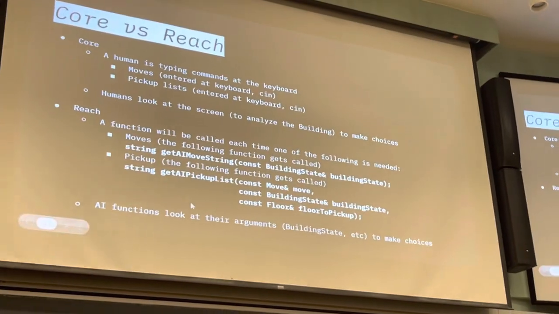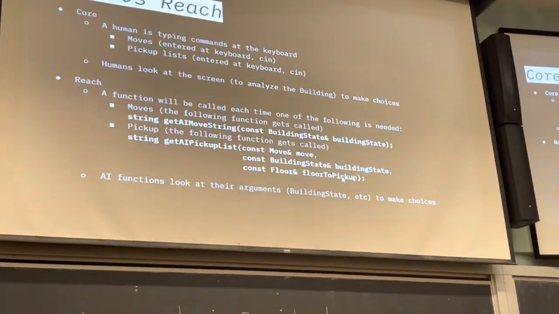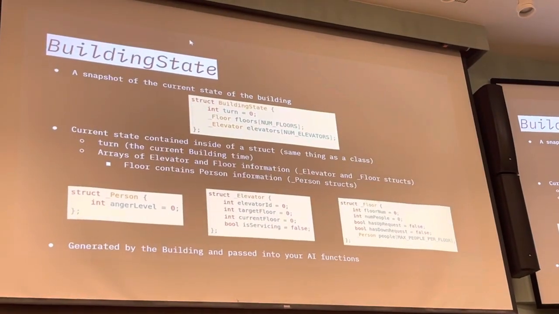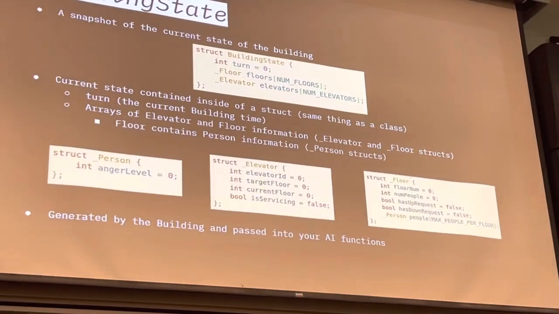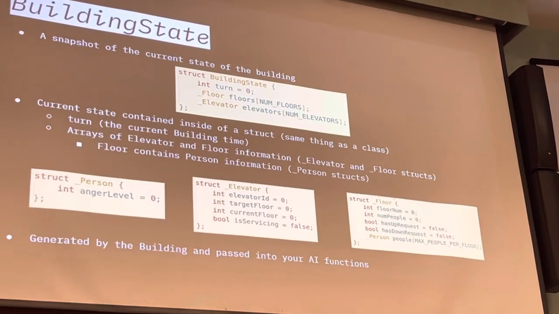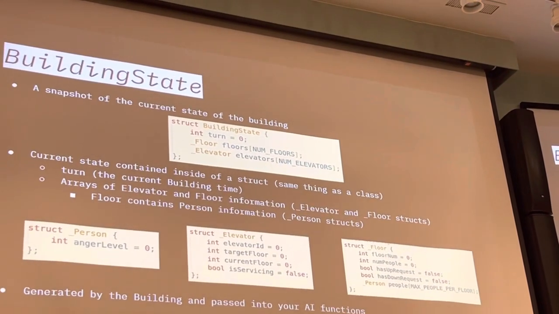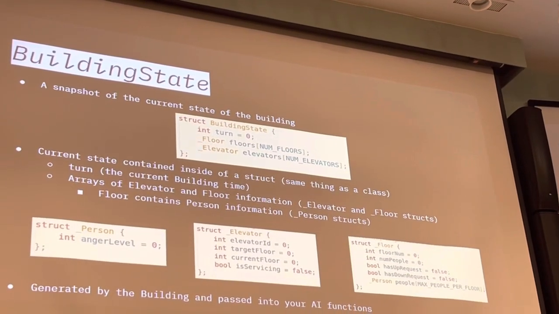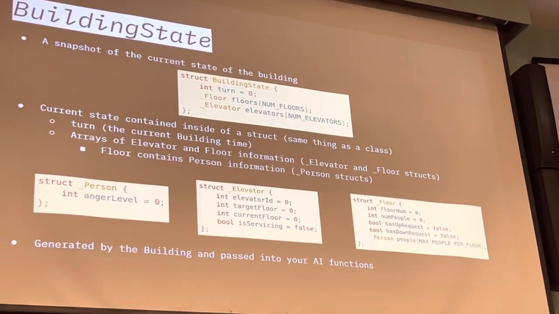And then AI functions are going to look at their arguments to make choices. So we'll look at our building state, which is how we'll make choices. So at first when I looked at this, when I was doing this project, I was like, oh no, what's a struct? I didn't learn about this yet. I was freaking out. And I went to office hours, and they said, you can treat a struct exactly like you can treat a class. And that's exactly what I'm going to tell you now. You can treat these structs exactly like how you can treat a class.